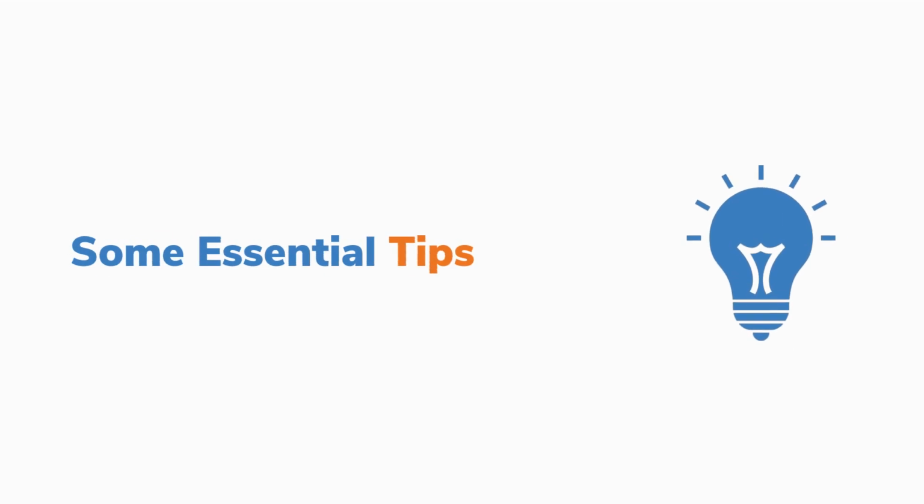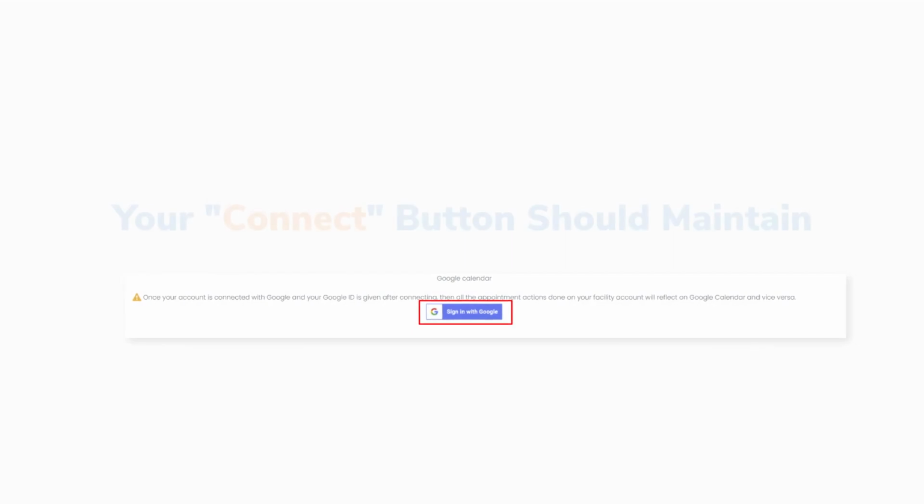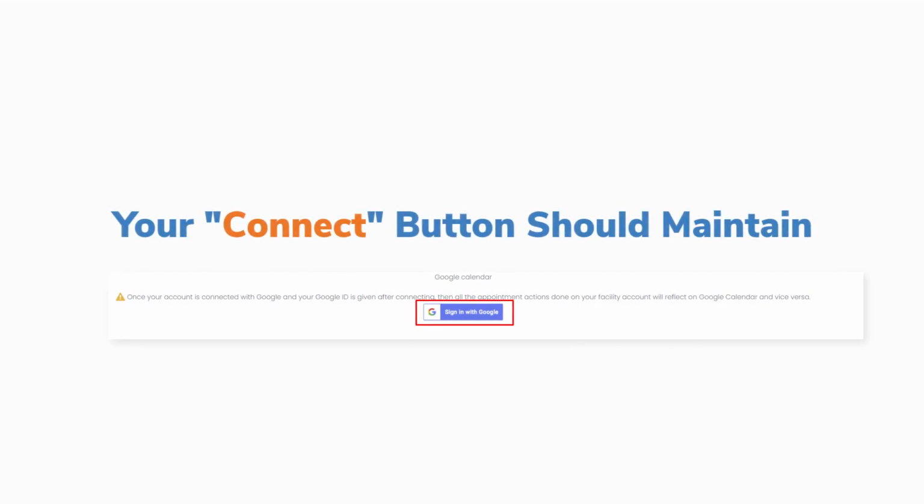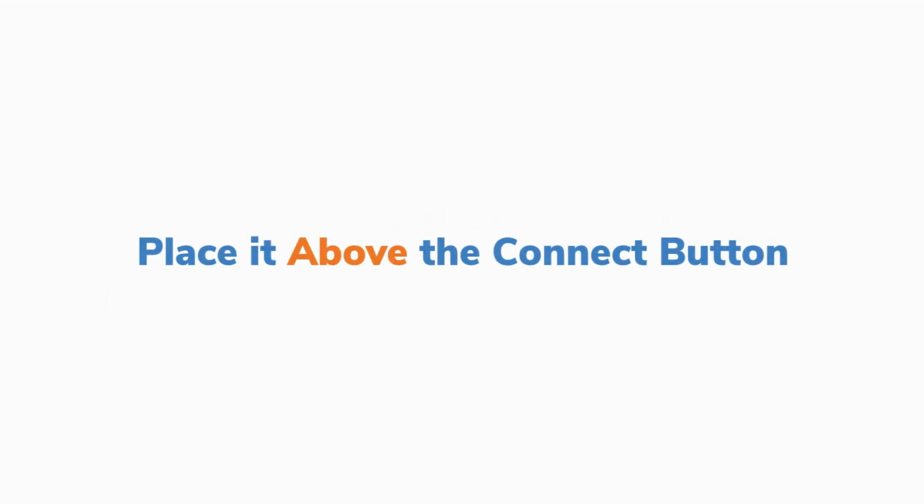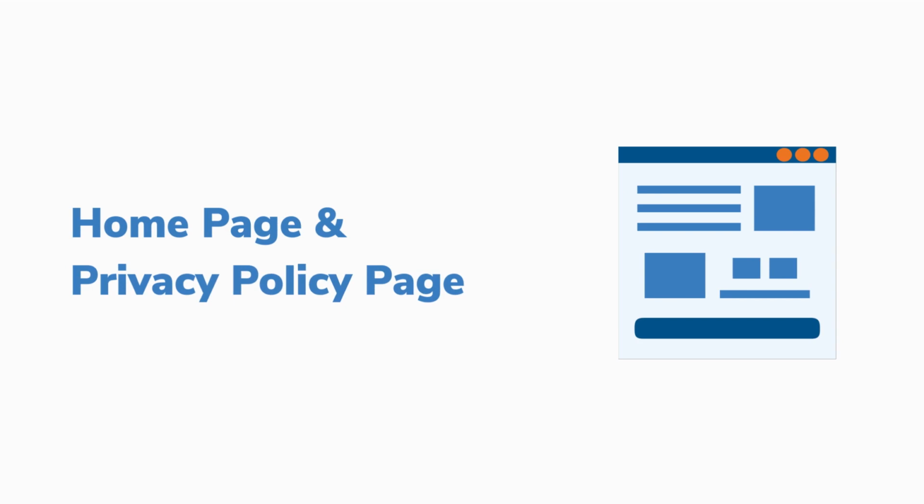There are some essential tips to ensure a smoother Google authentication process too. Your Connect button should maintain Google's standard login design. Don't forget to display a clear warning message above the button, explaining how data will be used before connecting. To make it easier, place it above the Connect button. Match your home page and privacy policy page with your main site's design and colors.